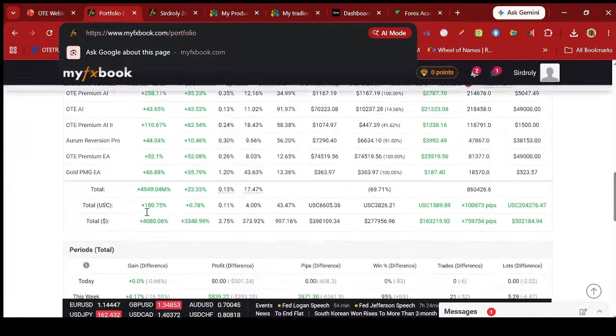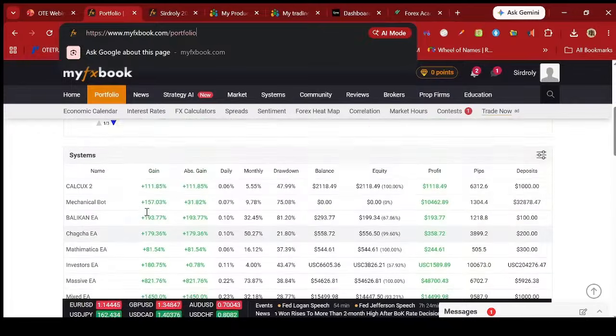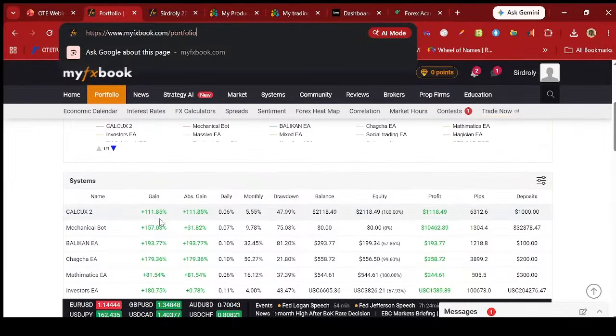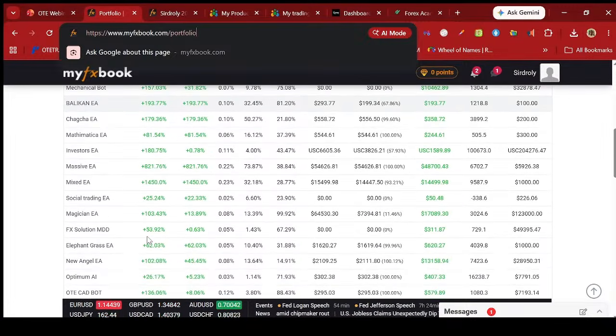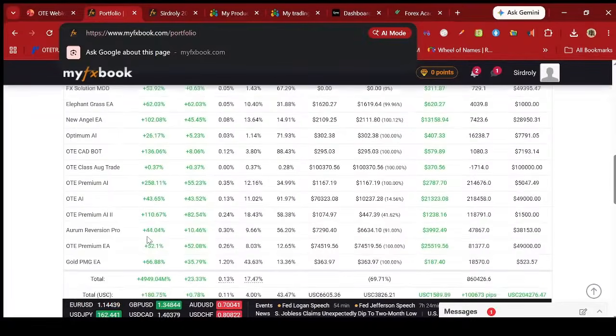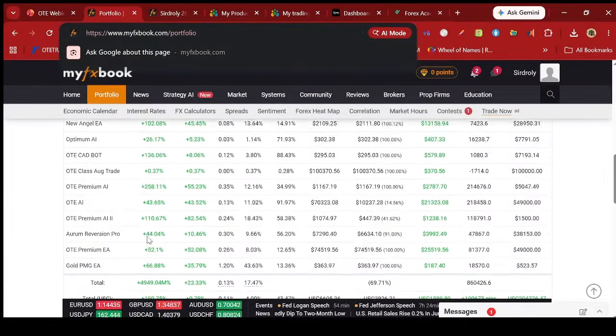These are my trading software. You can see different software. You can see their gains. You can see the daily. You can see the monthly. So these are the software that I have. I'm using. I've built. I'm still using. I'm trading with. These are the software I have.